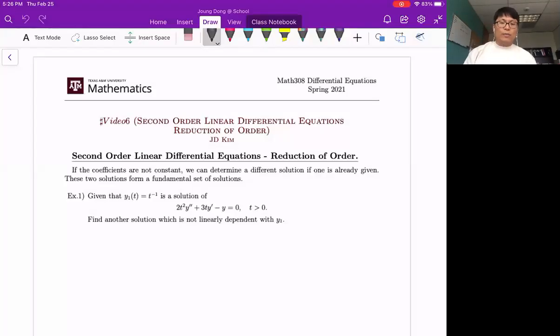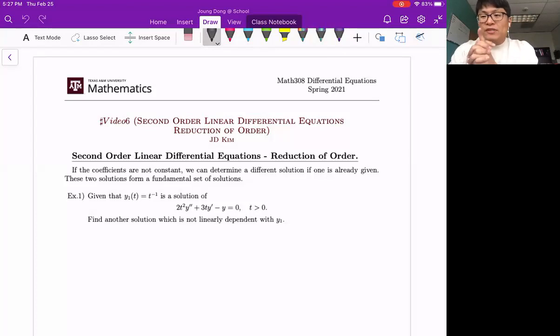Okay, now let's talk about reduction of order. This is a very special technique for the case where the coefficients are not constant. But we can determine the different solution if one is already given. That is the case: one is given, but the other is not given.